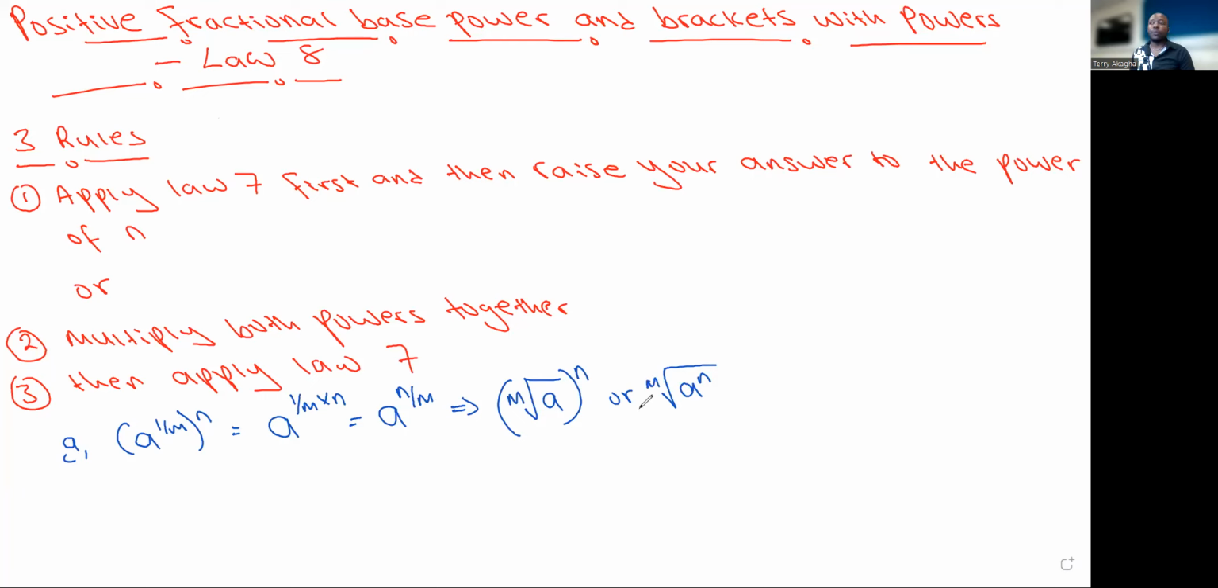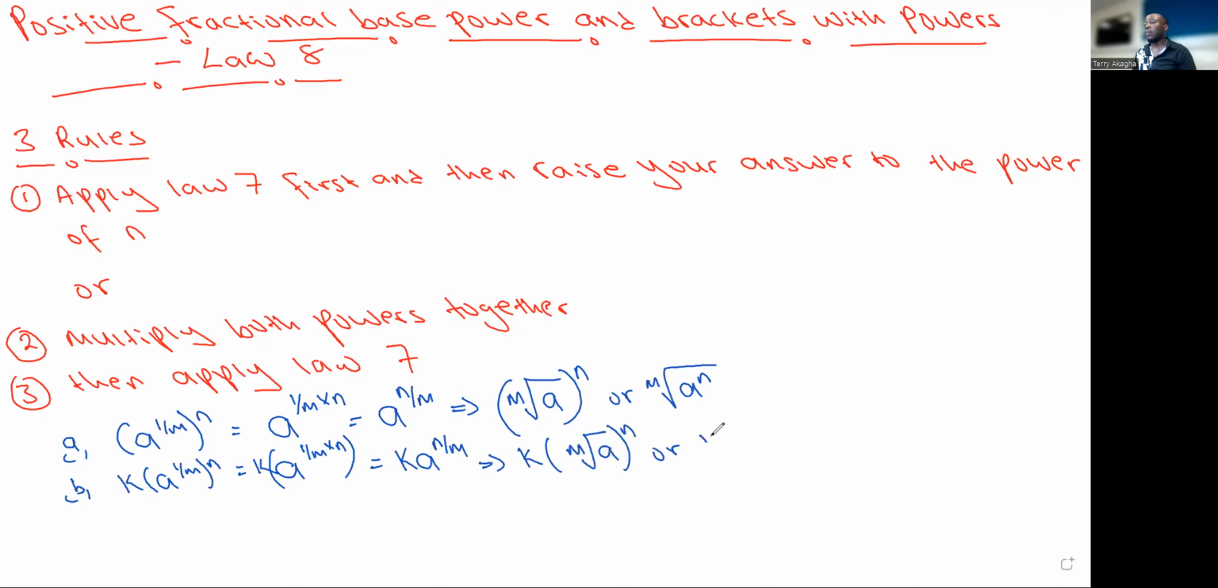Now, if there is a constant, it also applies. It's going to give us k times a to the power 1 over m times n, and that will give us k a^(n/m). That is the same thing as saying k into bracket the mth root of a to the power of n, or we can say k times the mth root of a raised to the power of n.